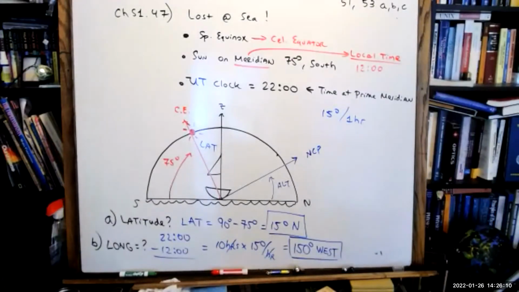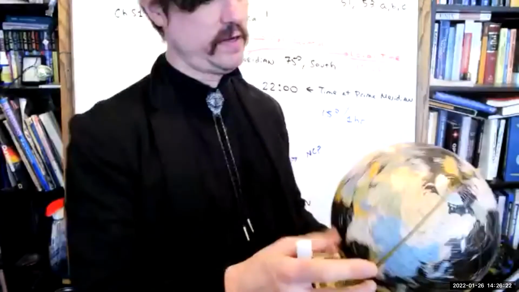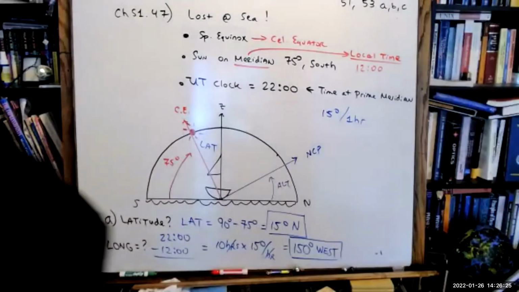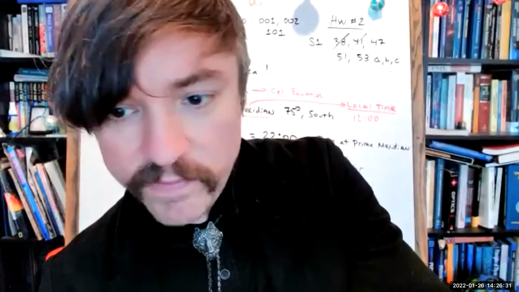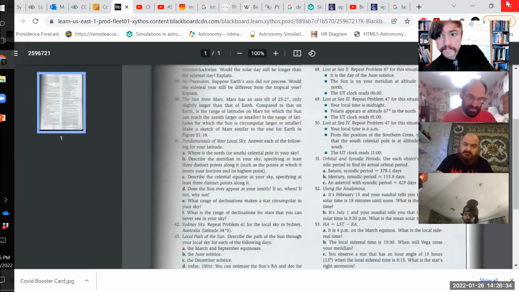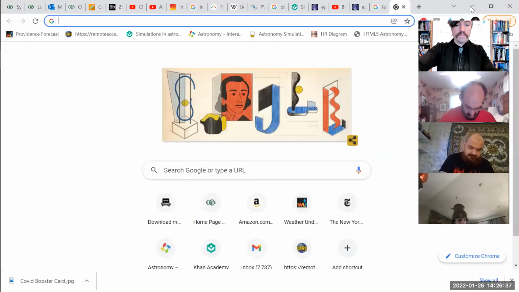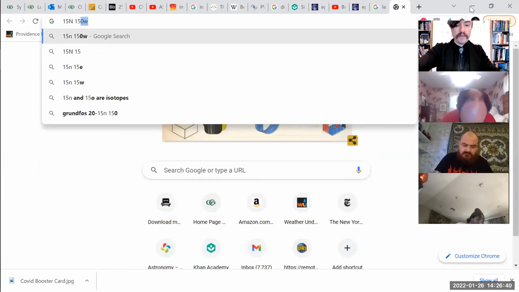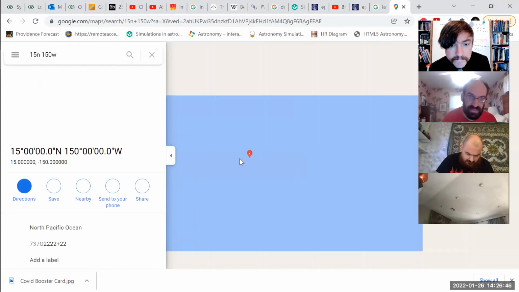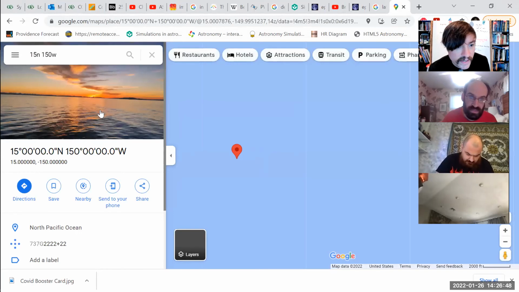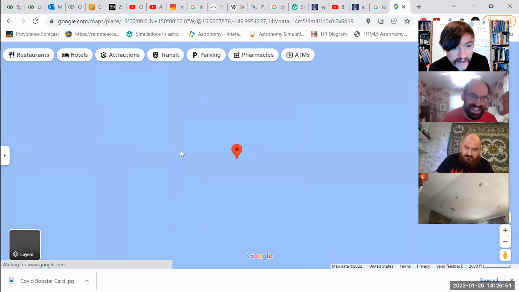What's part C say? Part C says, consult a map. Based on your position, where is the nearest land? Which way should you sail to reach it? A couple of different ways we could do this here. I know. Let's just type it into Google, right? Normally I'd have you use a globe for old-fashioned sake, but 15 degrees north, 150 degrees west. Boom. Thank you, Google Maps. Oh, look, they even have a picture for being lost at sea or something. Okay.